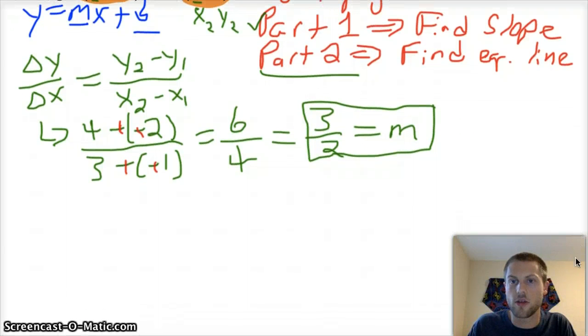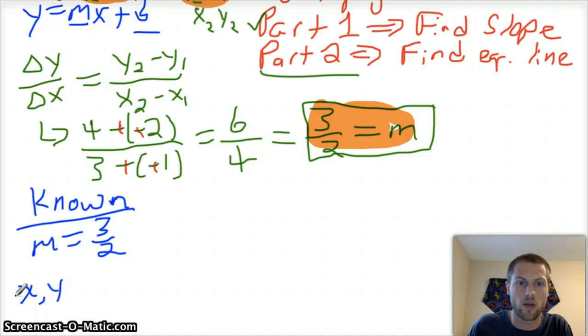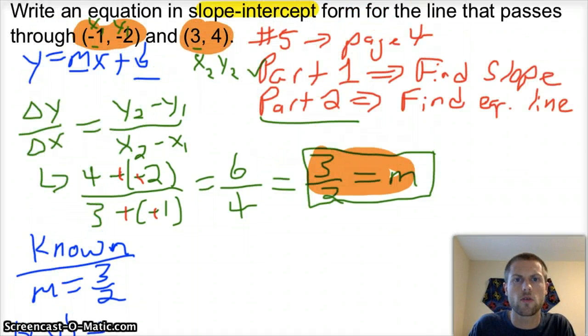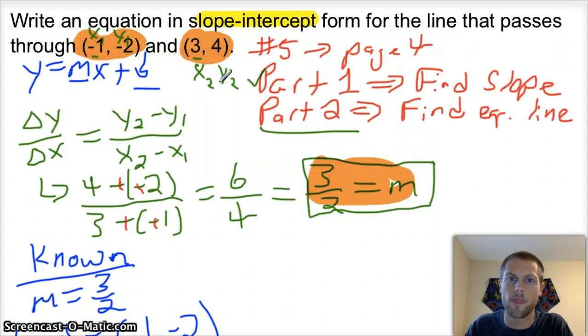Okay, so part 2 then is we're going to find the actual equation of the line. So let's scroll down here, give myself some more room to work. I have my m, and I'm going to need to sub in what I know. I have my slope equals 3 halves, and I have an xy coordinate, which is, let's see, what was it back on the top? Let's do the negative 1, negative 2.